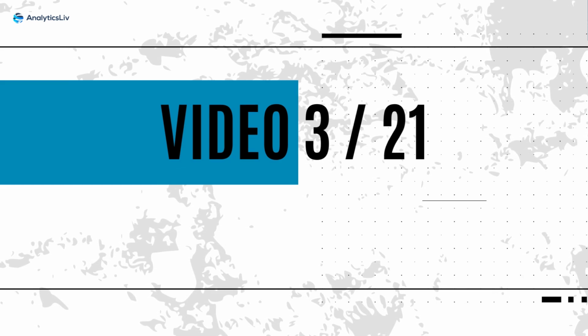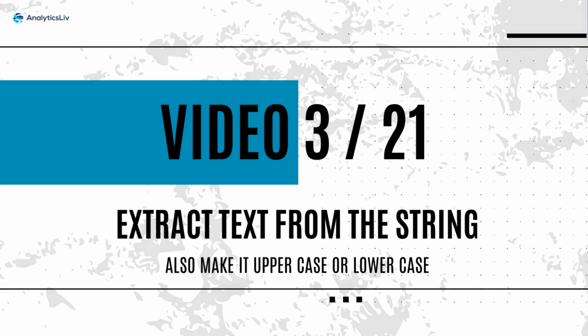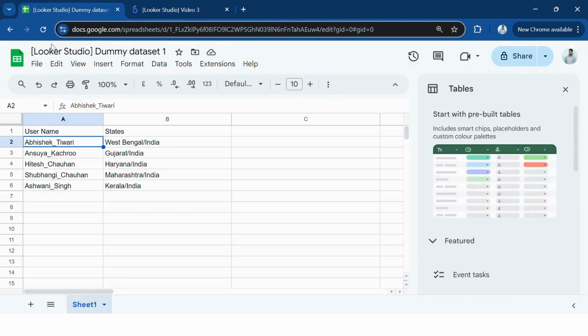So let's quickly start. Today's topic is how to extract text from a string of a dimension. To give this example, we have created a dummy data set. Here it is. You can see there is a username and states, where there is a first name and last name with an underscore between them. Let's see how we can extract the first name and the last name from these usernames.